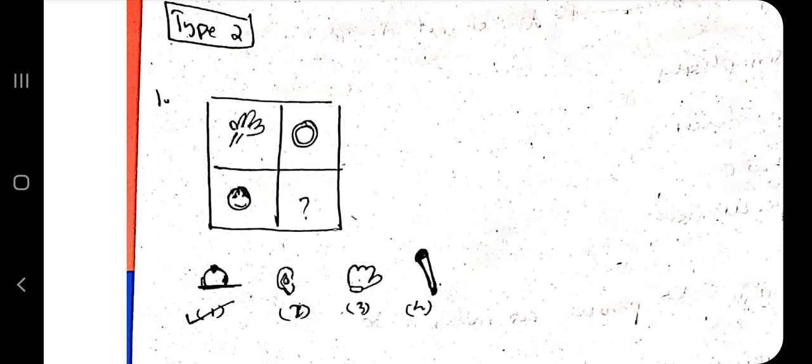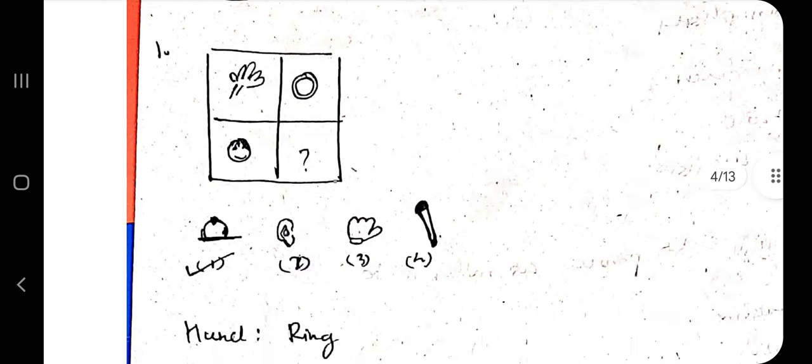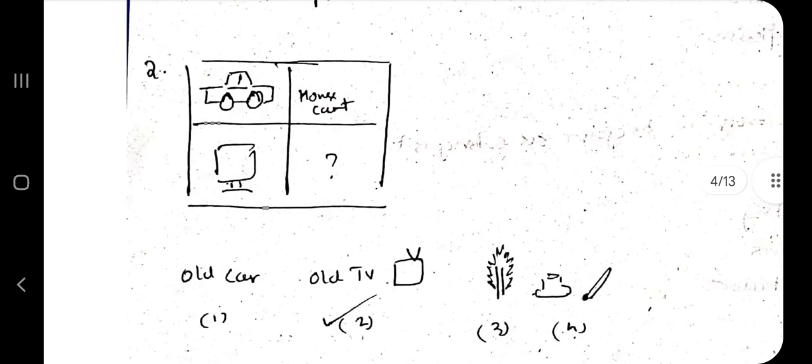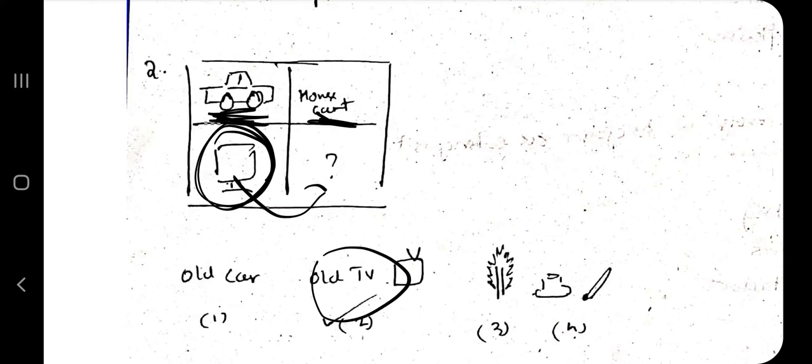See, in this case what you have to do is, this is the hand, and in hand what comes? Ring comes. So this is the face. In face what comes? Cap. Okay, means you will wear cap. So that's the correct answer. And this is the new car. This is the horse cart, which is the old one. This is the new TV. What will be in the other place? It will be old TV.